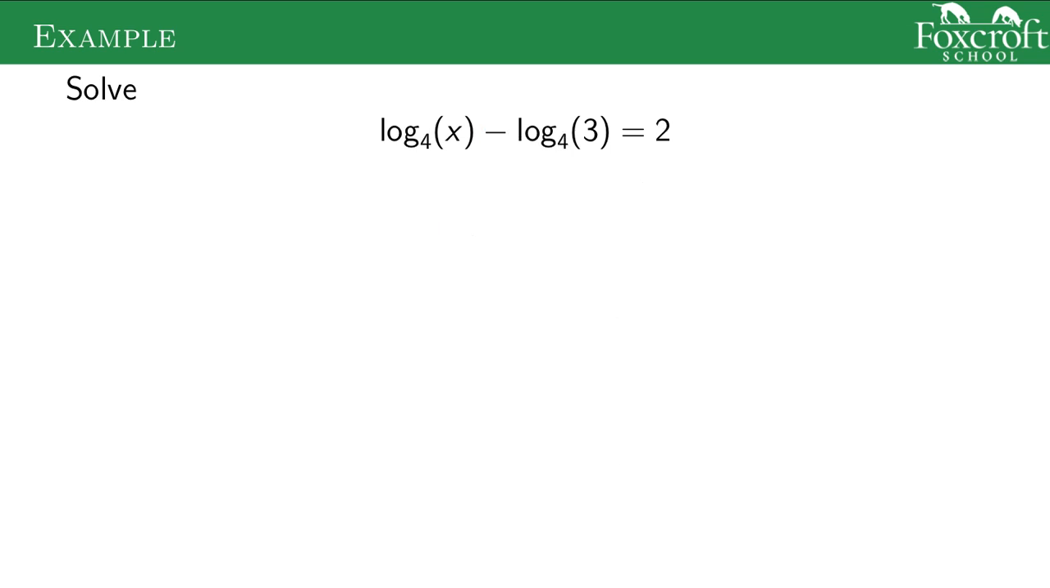Here's another one. Again, we can't do anything yet because there are multiple logs over here, but I can use my rule that says if I have subtraction, I can smush these two logs together, take the first log and divide it by the second log. Now that I have a single log equation, I can use my exponentials. 4 squared equals x over 3. 4 squared is 16.